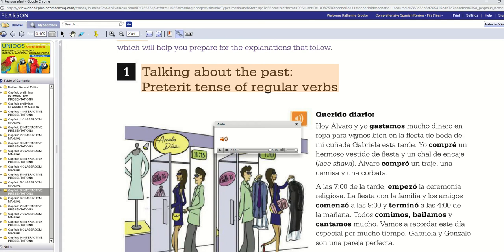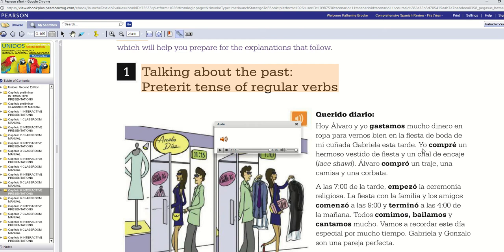But I wanted to show you that Álvaro y yo is the subject of this sentence. So this verb, gastar, is conjugated in the nosotros form. This looks just like the present tense because the preterite and the present tense share the same endings in the AR verbs in the nosotros form. If you keep reading, this is conveying the fact that this was already done.